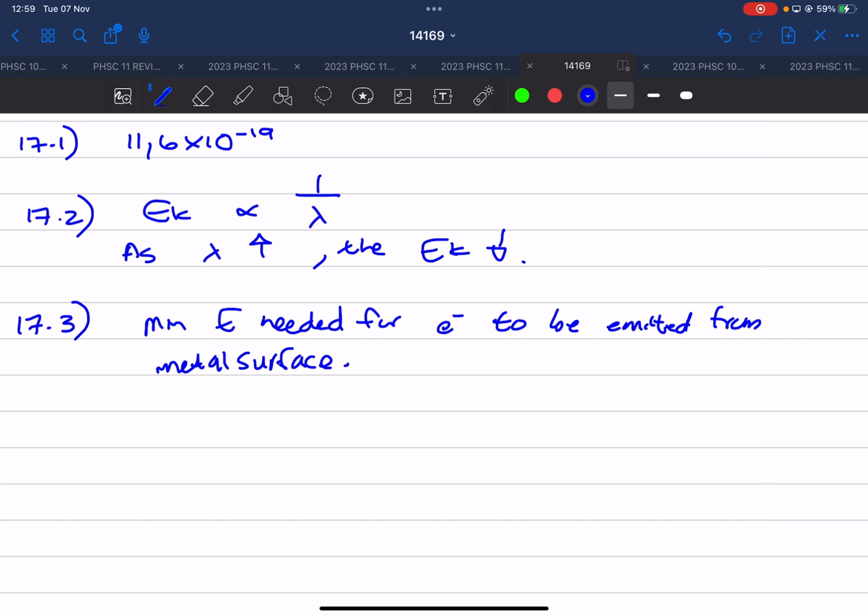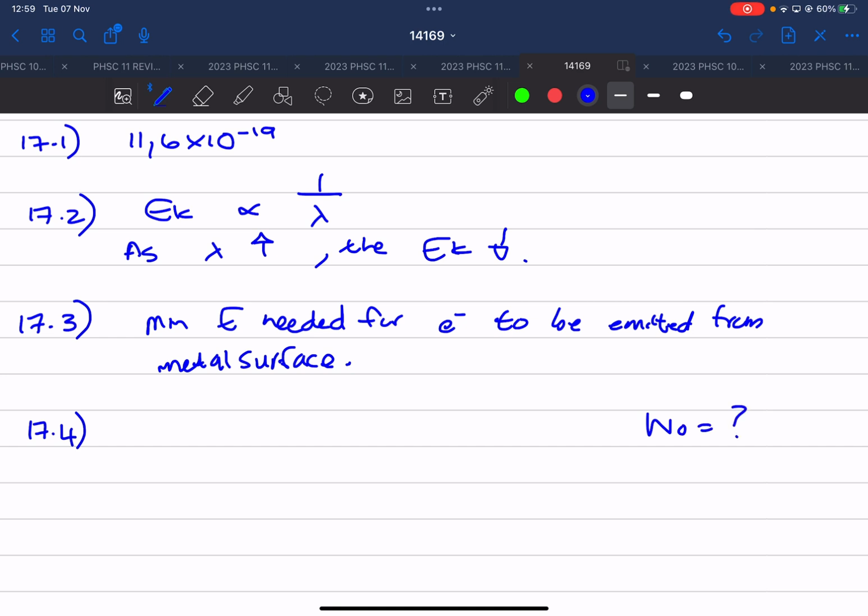Okay. Then question 17.4. They ask you, use the graph to calculate the work function of the metal that was used as the cathode of this photocell. Okay, so they want the work function. Okay, now the formula. So that formula is on our data sheet.